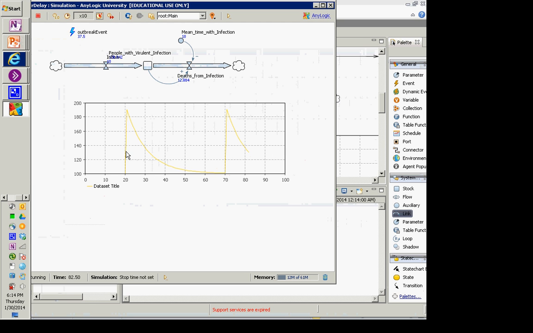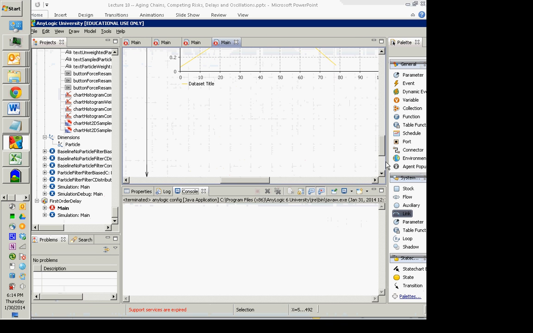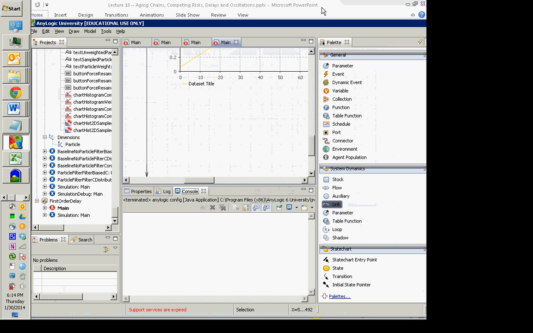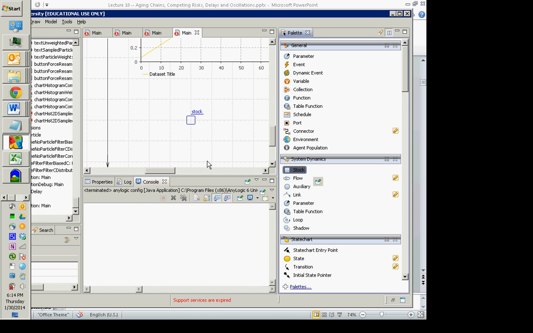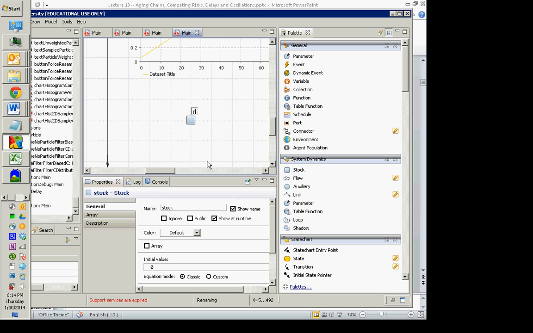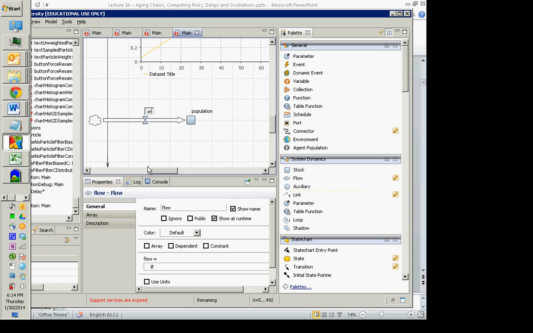Suppose now I build a system with a positive feedback loop. Can anyone give me a common system with a positive feedback loop in it? Population growth. Good, excellent, exactly the one I was hoping for. So here we have some population, with a flow into the population associated with births, and a flow out of the population associated with deaths.